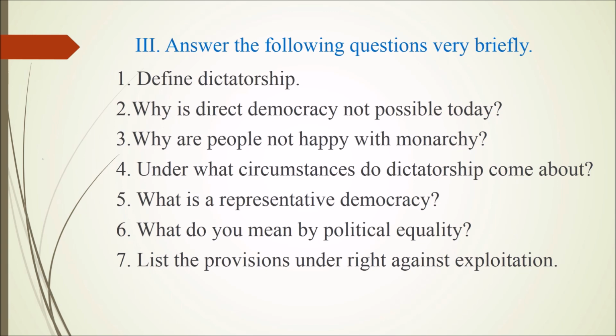Question number 1. Define dictatorship. Question number 2. Why is direct democracy not possible today? Question number 3. Why are people not happy with monarchy? Question number 4. Under what circumstances do dictatorship come out? Question number 5. What is a representative democracy? Question number 6. What do you mean by political equality? Question number 7. List the provisions under right against exploitation.